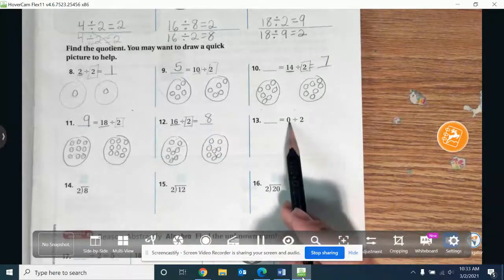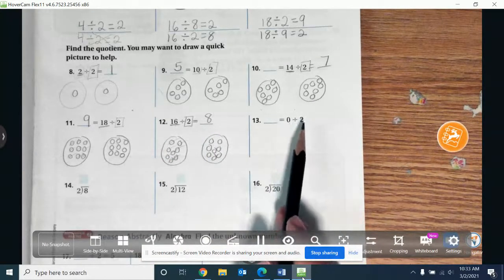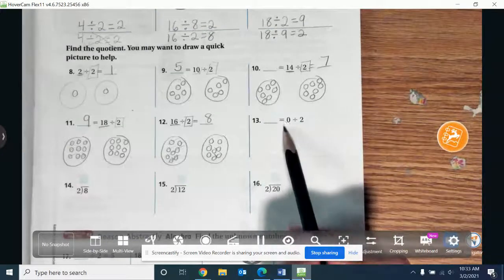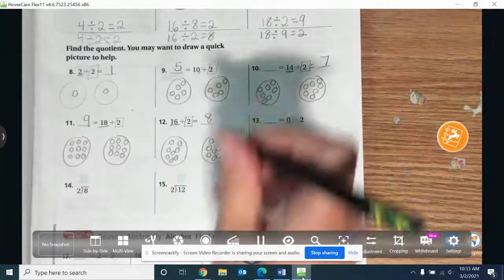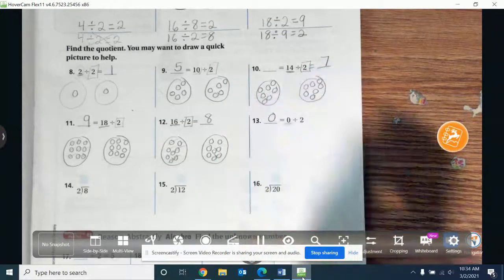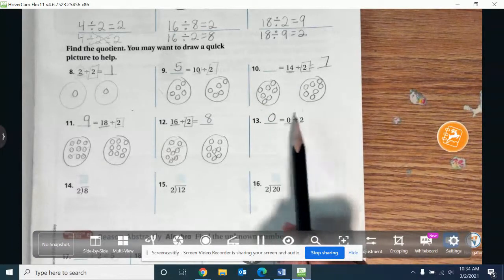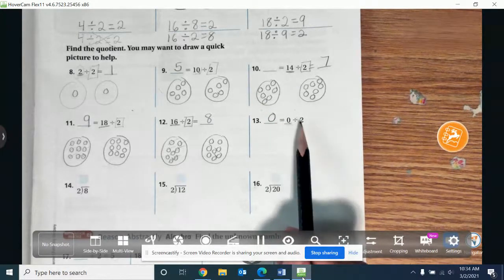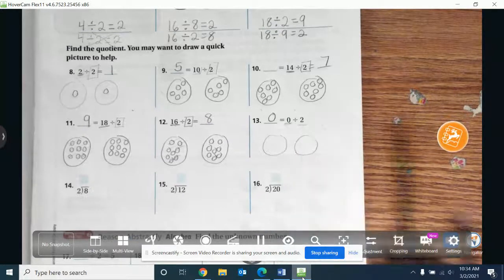Now here's a tricky one. Remember, usually the larger number tells us the total. However, when there is a 0, our answer is always 0. So for the 0, it's different. When there's a 0 first, this is a number of groups. So I have two groups, and I have 0 counters in each group. How many counters do I have? Still 0.